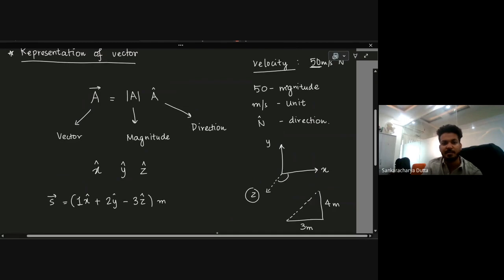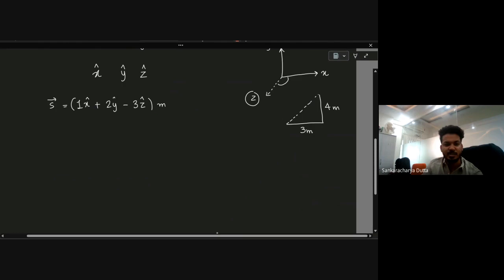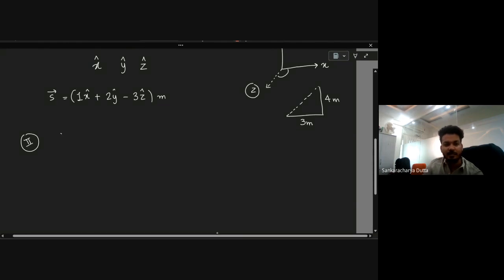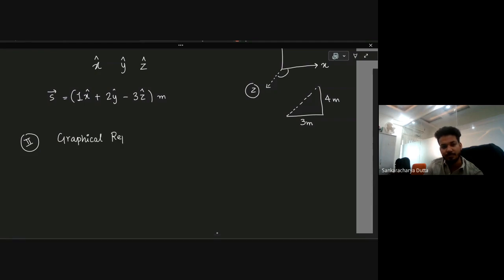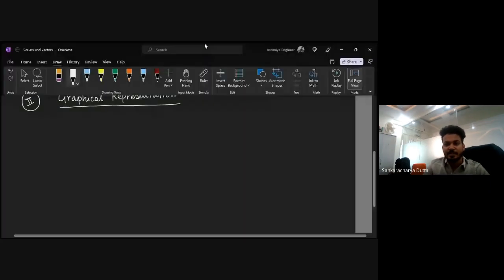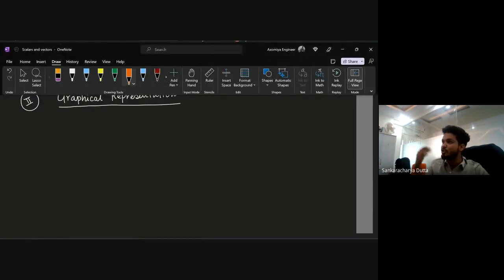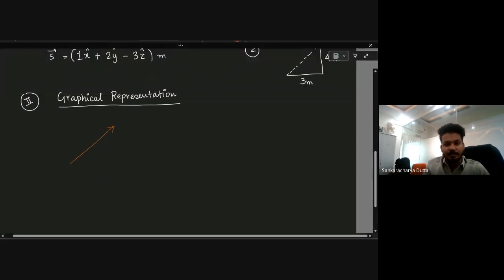The next type of representation, well, this was one part of representation. The second type of representation is known as the graphical representation. Now, what is graphical representation? Well, to show a particular vector quantity, you need to assign two things: the magnitude and the direction, right? So in graphical representation, we just go like this.